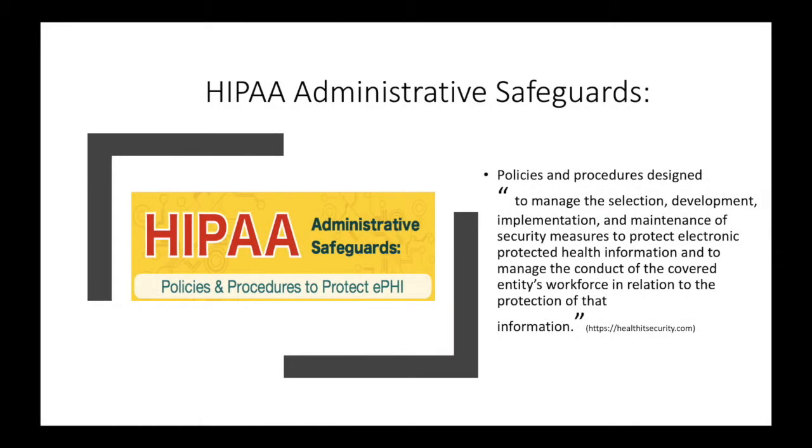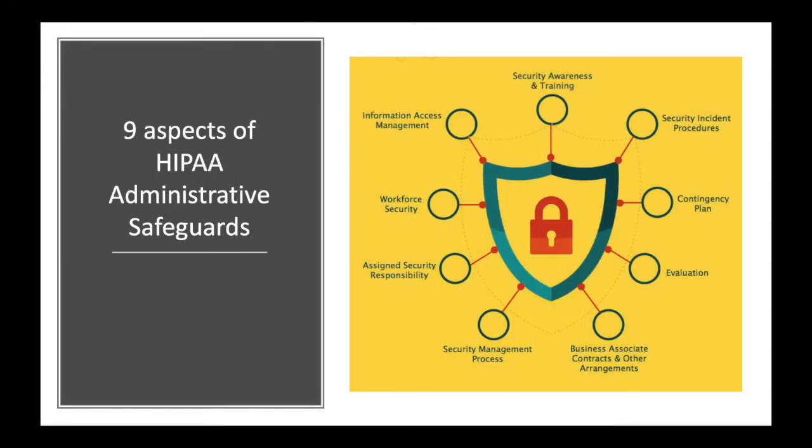HIPAA administrative safeguards were created to help establish the foundation of the covered entity's security program and protect electronic PHI. These are the administrative functions that should be implemented to meet the security standards. The HIPAA administrative safeguards are divided into 9 main areas, all of which covered entities need to go over and find out how, if at all, they can implement into their regular procedures.